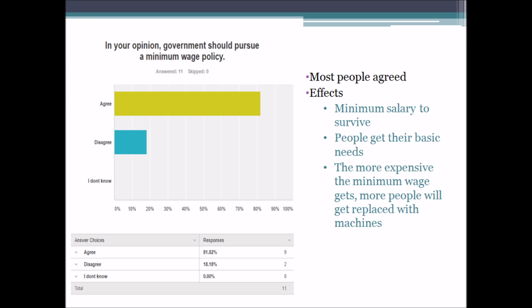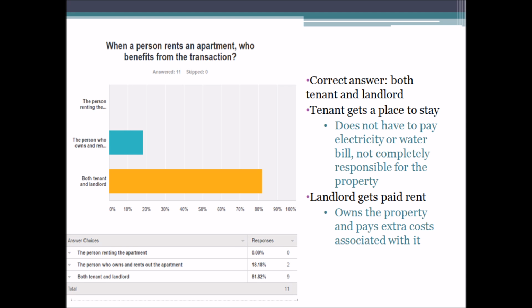On the survey, we asked a similar question, which was, should government pursue a minimum wage policy? 9 out of 10 people who took the poll agreed, because they think it's important for workers to receive minimum salary to survive and to fulfill their basic needs. However, what most people don't realize is that the higher the minimum wage goes, more people will get replaced with machines.